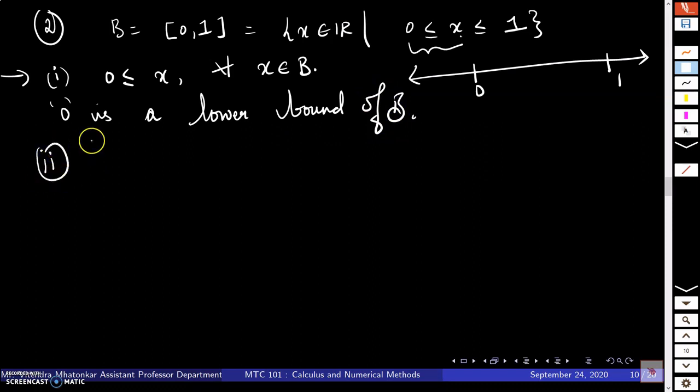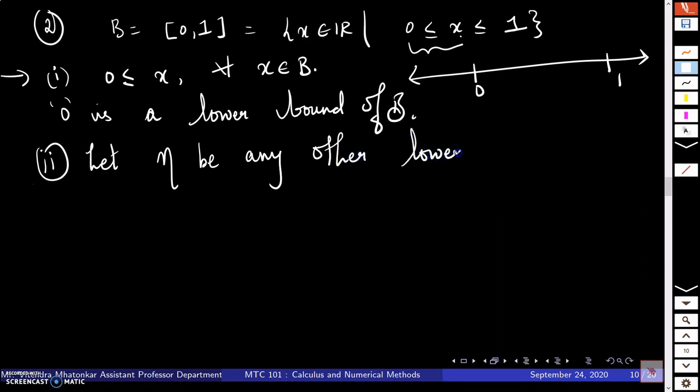Now what do I have to show? That 0 is the greatest lower bound. So the second step is what? I'll pick up any other lower bound. Let's say, with some notation, let eta be any other lower bound of B.